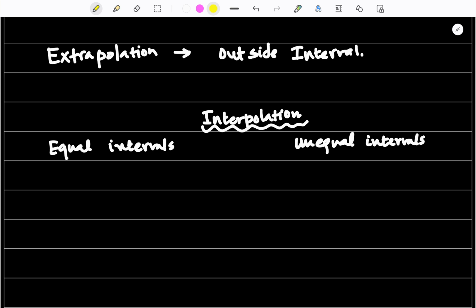For example, if you have x values 1, 2, 3, 4, 5, look here. They are all equal intervals. The difference between 2 and 1 is 1. The difference between 3 and 2 is 1. The difference between 4 and 3 is 1. The difference between 5 and 4 is 1. So these are all equal intervals.